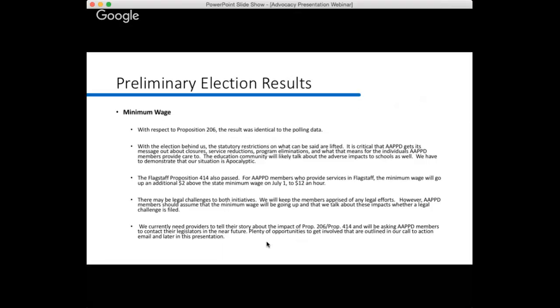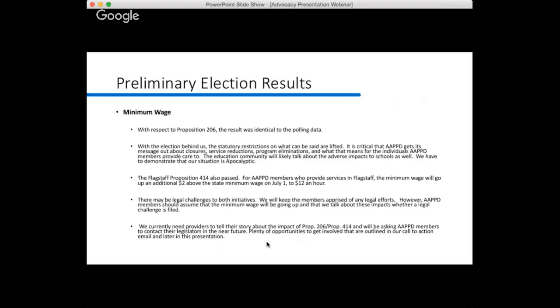With the election behind us, the statutory restrictions that we have been talking about are lifted from providers. So now it's critical that APAD members get the message out about closures, service reductions, program eliminations, if those are going to happen for your organization. We are going to hear more from various industries. The education community is going to likely talk about the adverse impacts to schools as well. And we really need to demonstrate that our situation is critical to the people that we serve.